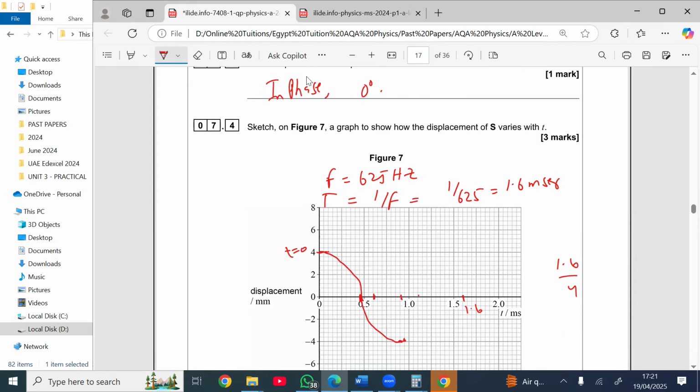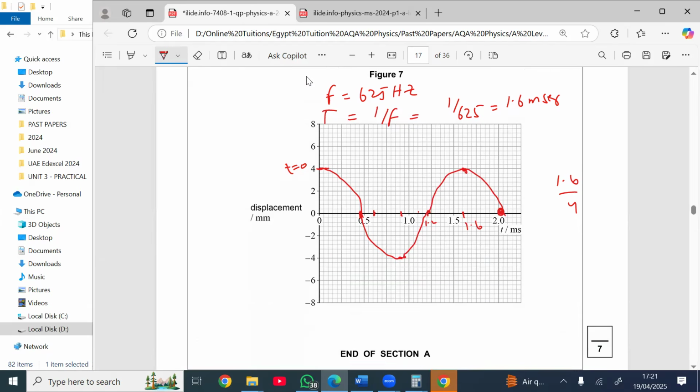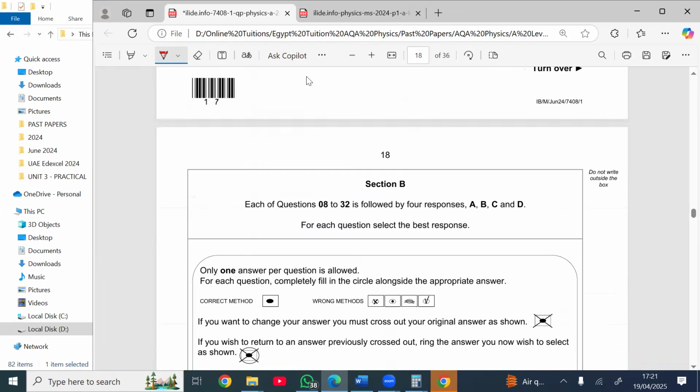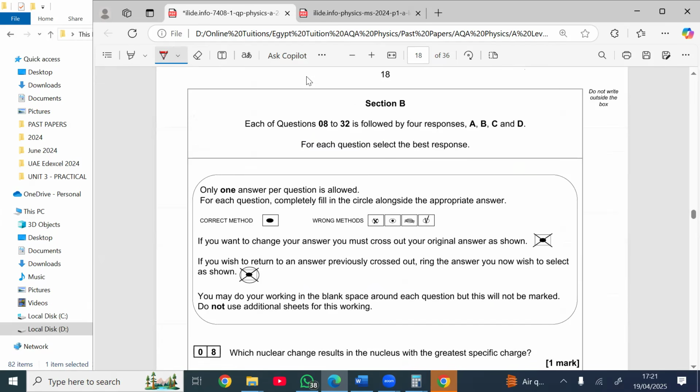The next quarter will be at 1.2. It will come here, and then from here it will come here. This is how it will complete one cycle, and from 1.6 all the way to 2, it will come like this. So this is the end of section A.